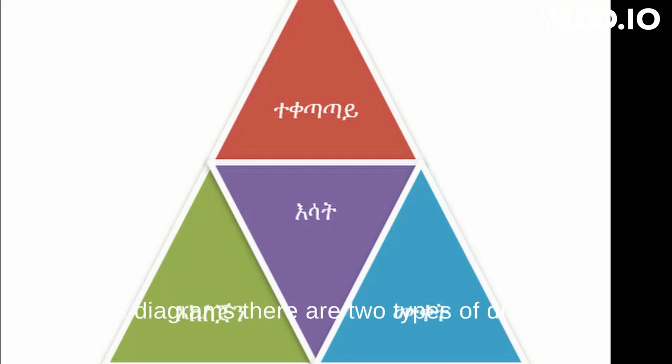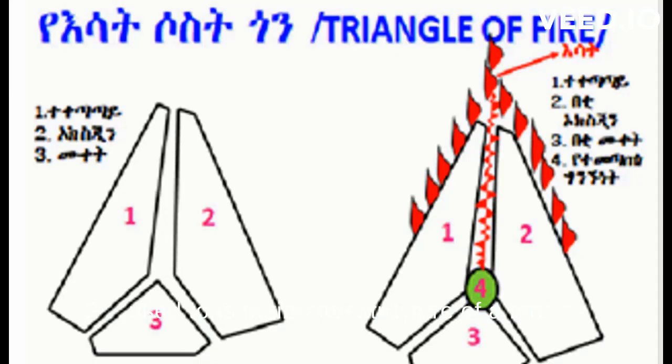Fire diagrams. There are two types of diagrams used to describe the structure of a fire and the way it is extinguished. They are the fire triangle and the tetrahedron. A triangle of fire is a simple, schematic representation of the three basic elements needed to create a fire: fuel, heat, and oxygen. If one of the three basic elements is missing, the fire will go out.